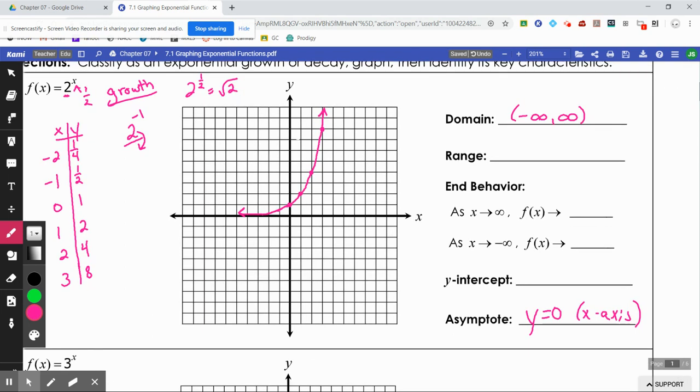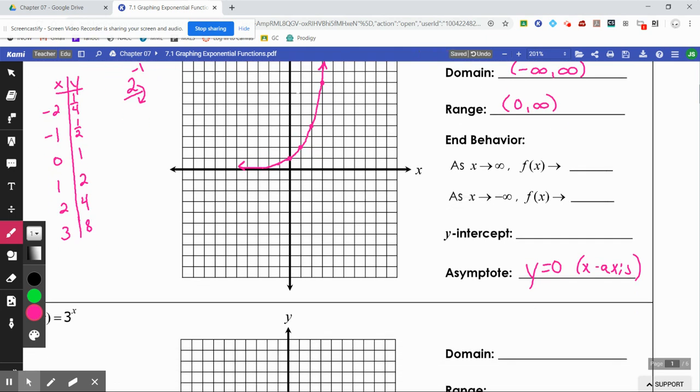The range, notice that you never go past 0. There's an asymptote line at 0, and your graph goes up from there. So it'd be 0 to infinity. As you travel to the right, your graph increases. As you travel to the left towards negative infinity, your graph goes to 0. You have a y-intercept right here at (0, 1).